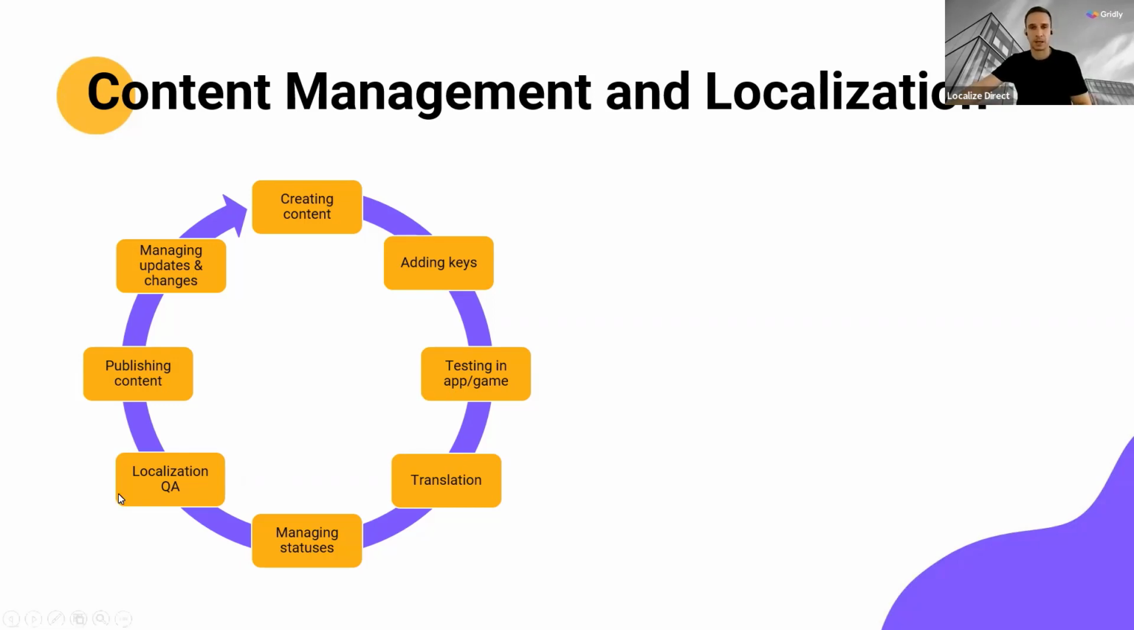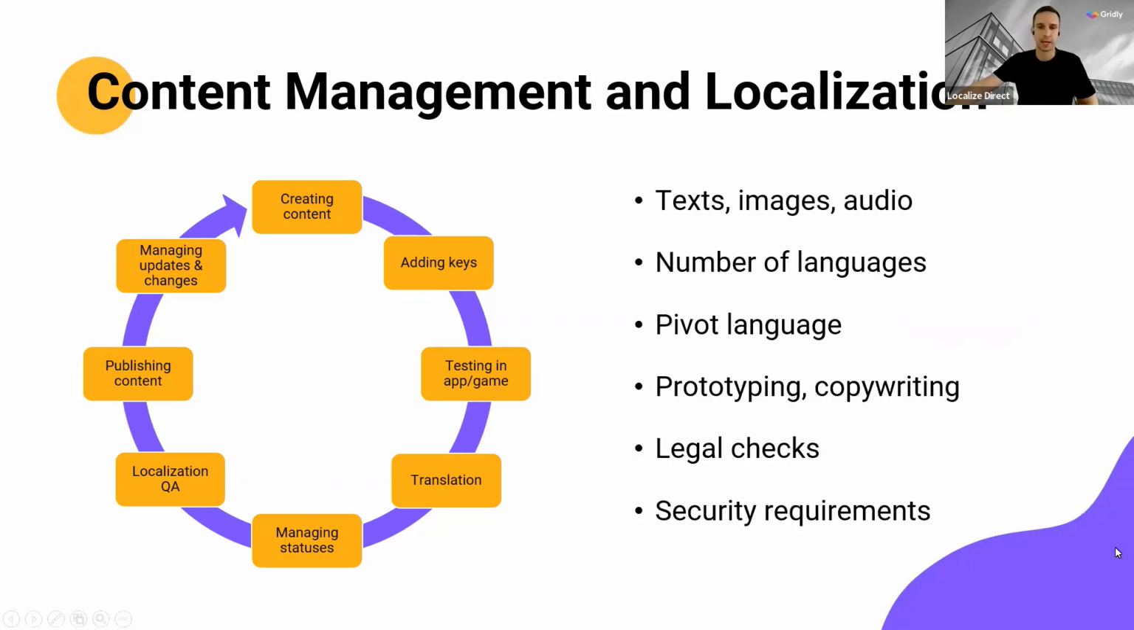And yeah, things get even more complicated when you want to manage not just text, but also images, audio, when the number of languages is high, or when you want to use a pivot language, or when there are additional steps in your workflow needed, such as prototyping or language copywriting, or you need to run through legal checks, or you have some security requirements that you cannot share certain content with certain people, and so on. So given this complexity, what pains do people using Google Sheets for content localization encounter?